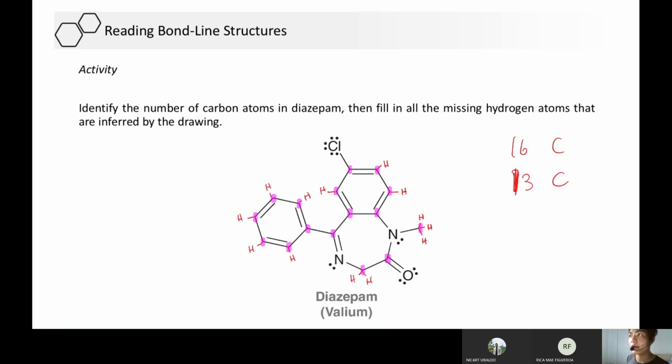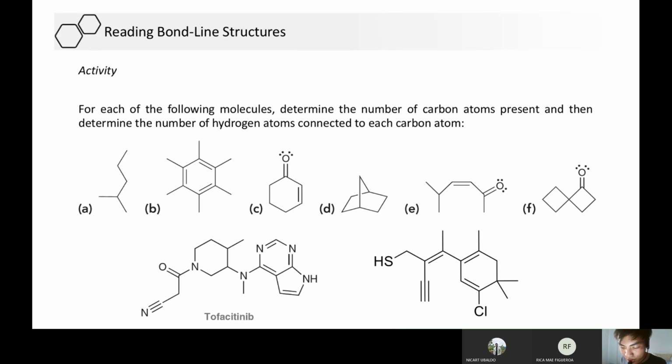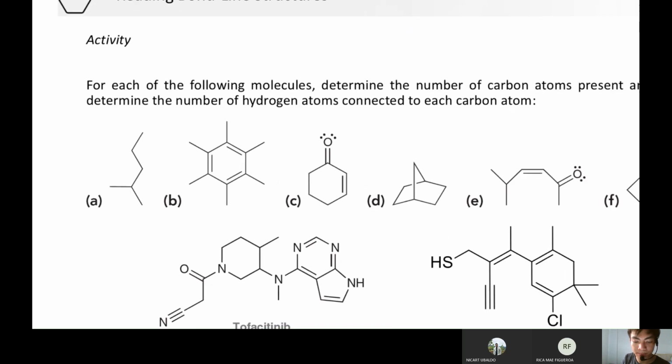So, ganun lang na. Pero syempre, practice pa tayo. Marami naman tayong examples. Sige. So, let's go with this activity. For each of the following molecules, determine the number of carbon atoms presented, and then determine the number of hydrogen atoms connected to each carbon atom. Okay, so again, magbibilang tayo ng carbon, and then bilangin natin yung hydrogens na nakadugtong sa kanila. I-indicate natin. Zoom natin.